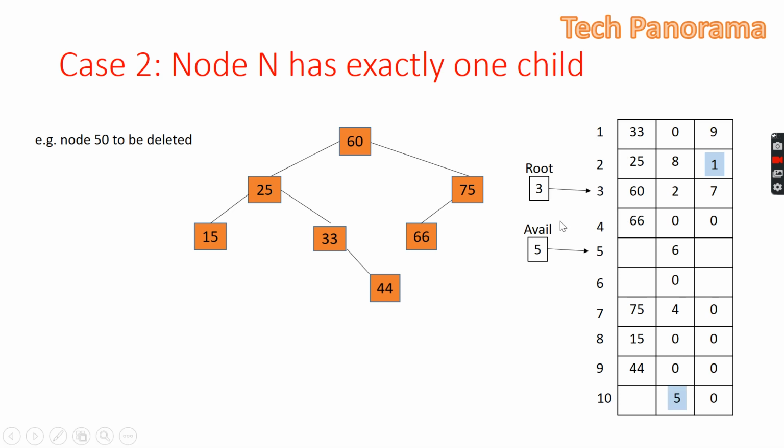So first we will change it as avail's first node will be pointed to the left of the deleted node, and now avail will point to 10.